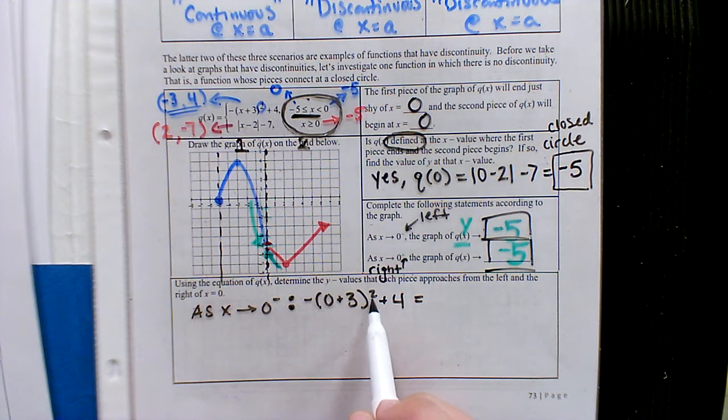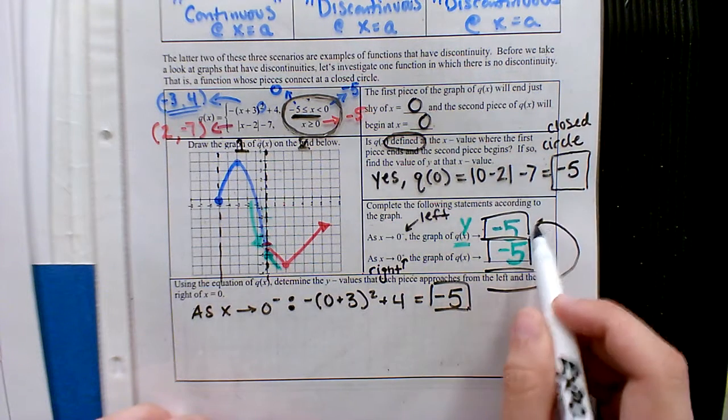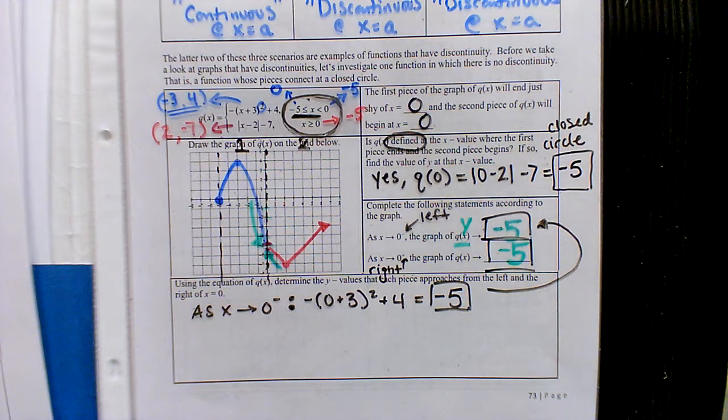3 squared is 9, negative out front becomes -9, plus 4. Notice how we get the same -5 value algebraically, by hand, as we did from the graph. So that checks out.